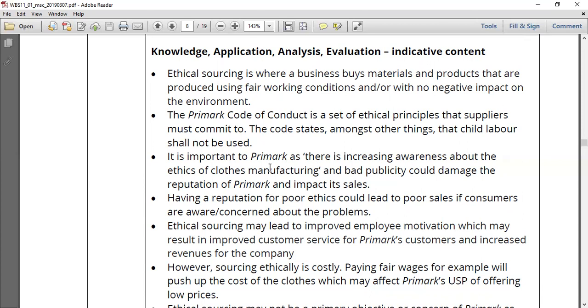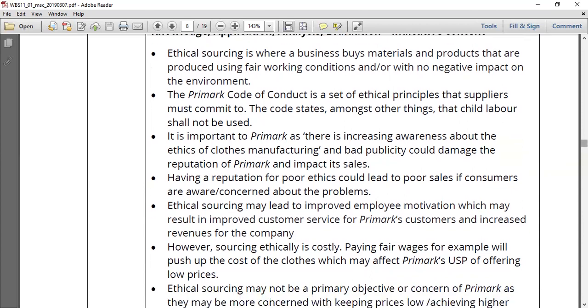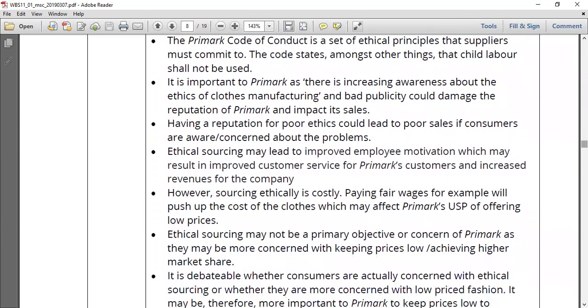And it is important to Primark that there is an increasing awareness about the ethics of clothes manufacturing. Bad publicity could damage the reputation of Primark and impact its sales. There's increasing awareness going on about ethics in clothing manufacturing, especially for companies trading in the UK, on the London Stock Exchange. It's a big multinational company. It's a reputational problem for them.